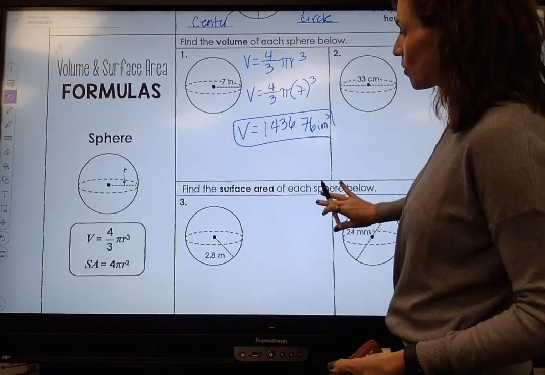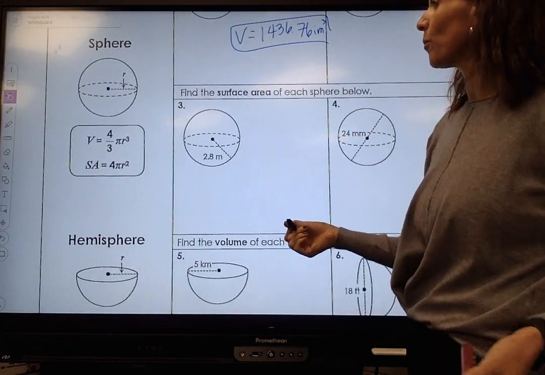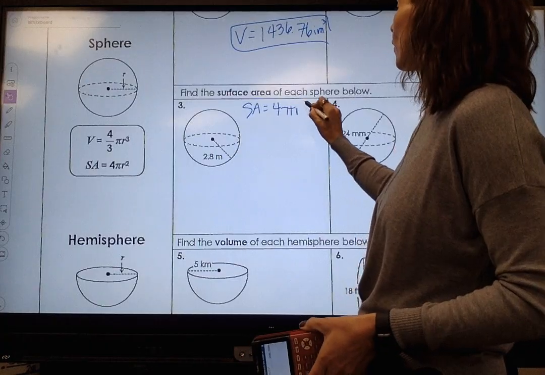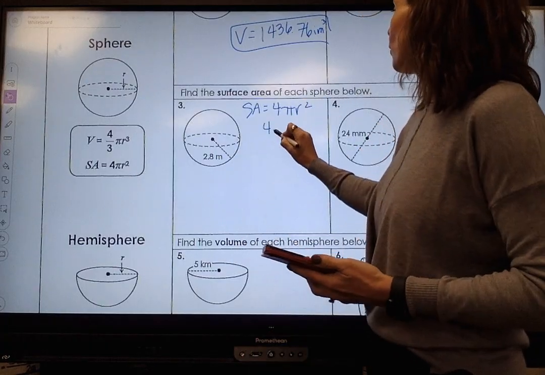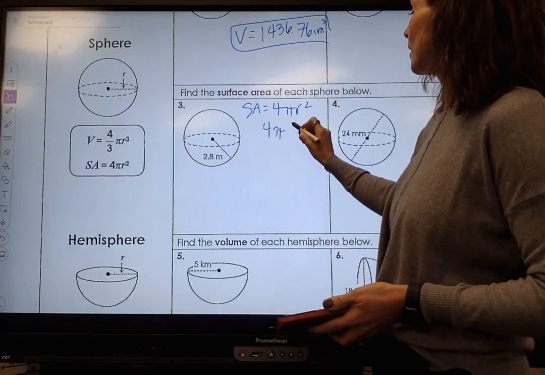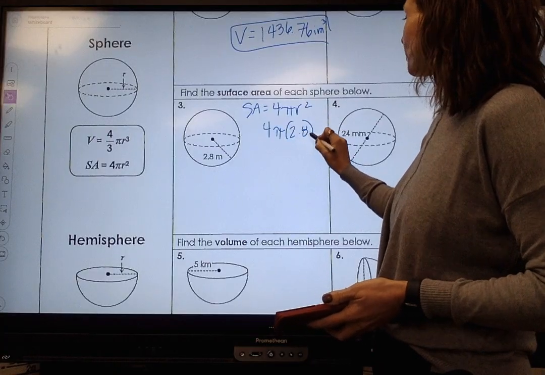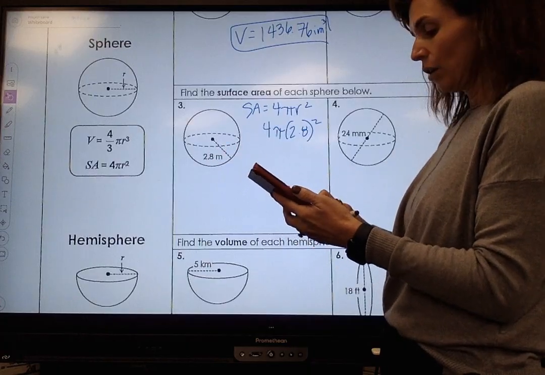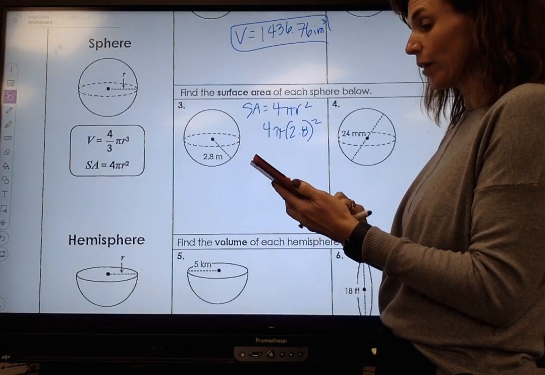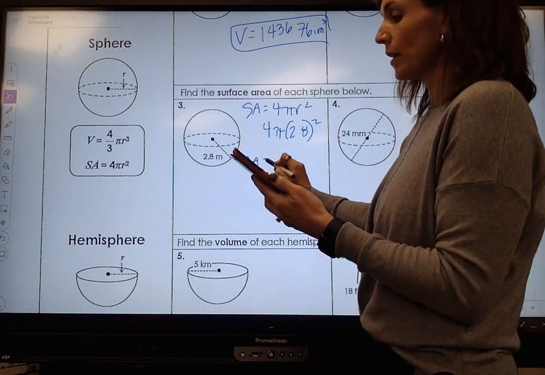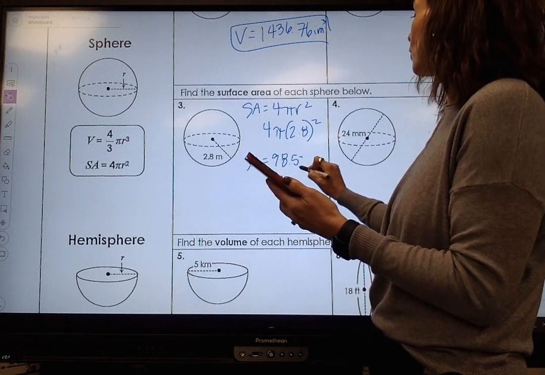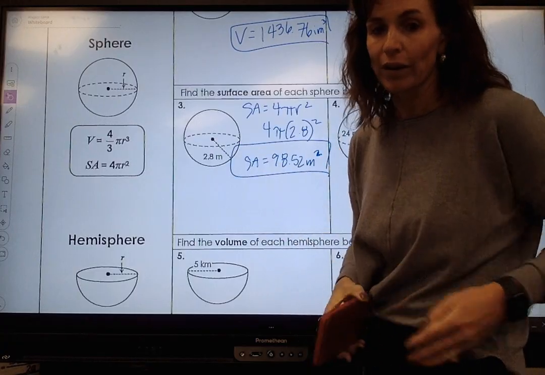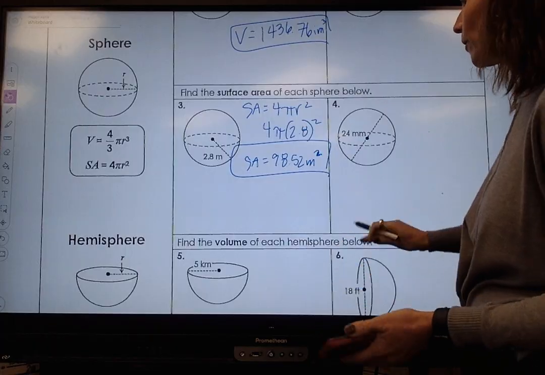So volume, surface area, it's really easy. You're just using a formula here. So let's look at surface area. Surface area is 4 pi r squared. So I'm going to do 4 times pi, and my radius is 2.8. Literally, I'm going to type in 4 pi, open parentheses 2.8 squared, and I get a surface area of 98.52 meters squared. Remember, surface area is squared. And I literally just typed that into my calculator.